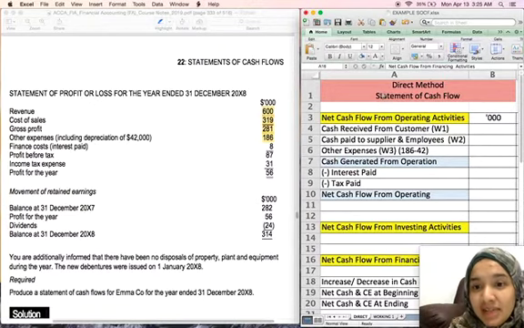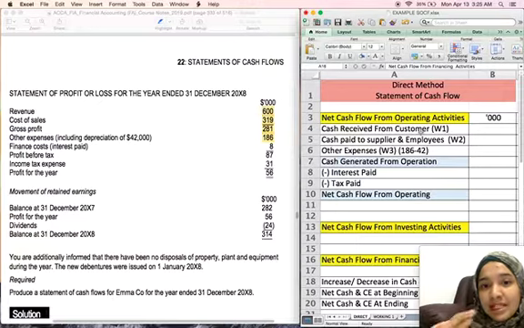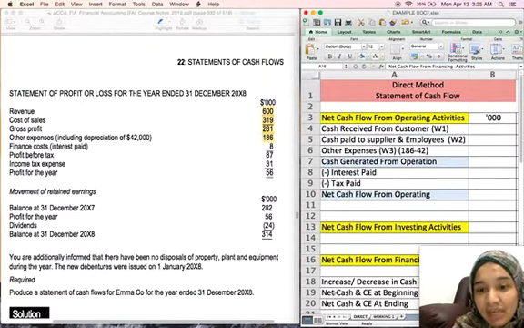So, by using the direct method, usually there will be 3 or 4 elements. First, cash received from customer, cash paid to supplier and employees. Sometimes they will separate it: cash paid to supplier, one item, and cash paid to employees, one item. It depends on the question. Okay, and cash paid for other expenses. Then you will get cash generated from operation, and the rest is the same as the indirect method.